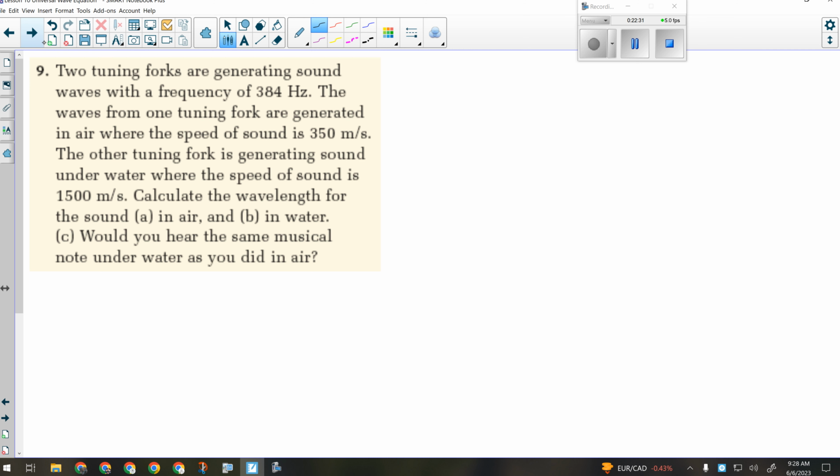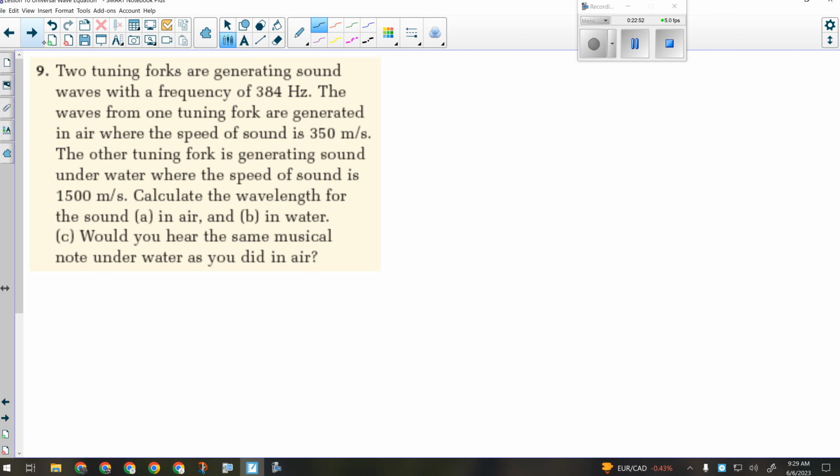What property of a wave never changes? Frequency. Doesn't matter whether it's underwater or in the air, it's going to sound the same. I mean, obviously our ears don't work as well underwater, but the pitch of the sound is going to be the same, right? And that's why they went through the whole bother of saying the speed of sound in air is this much, the speed of sound underwater is this much, calculate the wavelength.